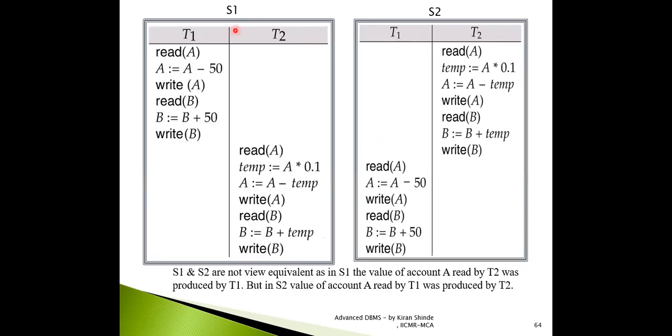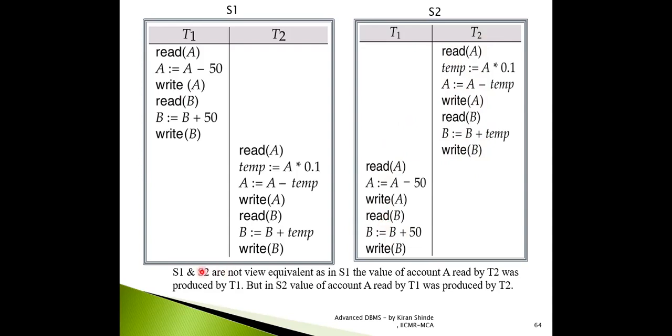If you see schedule S1, here data item A is modified by T1, and after this modification transaction T2 is trying to read this particular updated value of data item A. Similar case for B. Here transaction T1 has modified data item B and then T2 is trying to read the updated value of data item B. But if you see in S2, here the value of data item A is modified by transaction T2 and then this updated value is read by transaction T1. And a similar case for data item B. Data item B is modified by T2 and it is read by T1. Again, this condition is also failing.